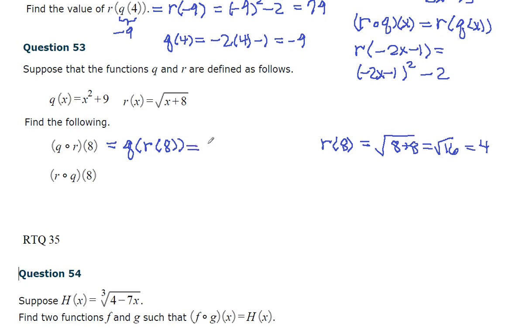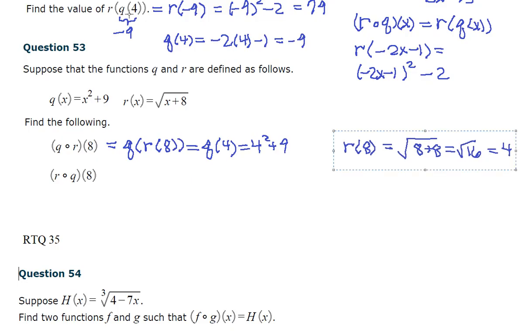So now this is Q plug in 4. And the function Q does x squared plus 9. So this will be 4 squared plus 9. So 16 plus 9, 25. Let me move this guy over a little bit. So that's 25.